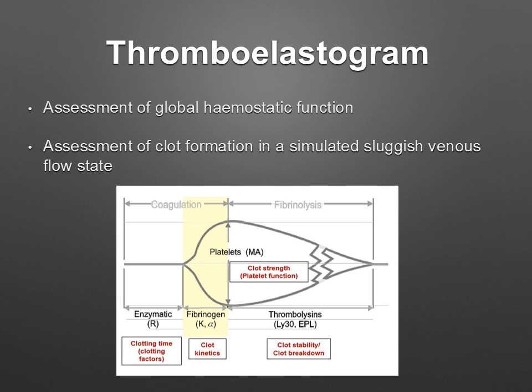Essentially you get different things that you can look at, including the enzymatic R time, which looks at the clotting time, as well as the clot kinetics, which is how fast the blood clot forms, considered an assessment of fibrinogen as well as platelet activation. And then finally we talk about fibrinolysis, which is the tail part, which looks at the clot strength and the platelet function.